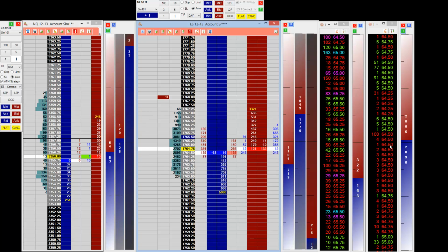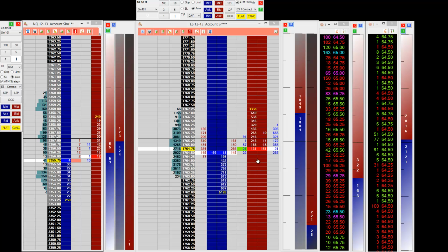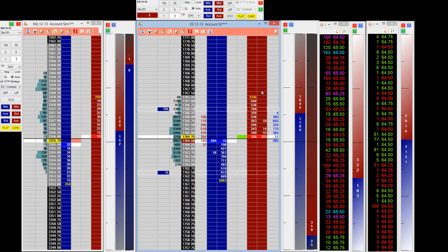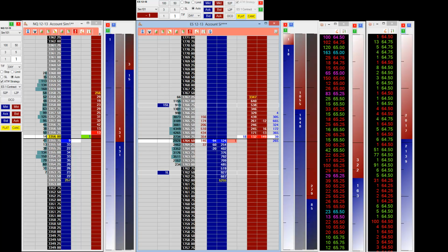Now obviously, the order I was moving earlier was actually an order created by an ATM strategy. Let's just do that again. Okay, my ATM strategy created 2 exit orders. I can move those around. It doesn't really care whether the order is created through ATMs, Chart Trader, or whatever method.